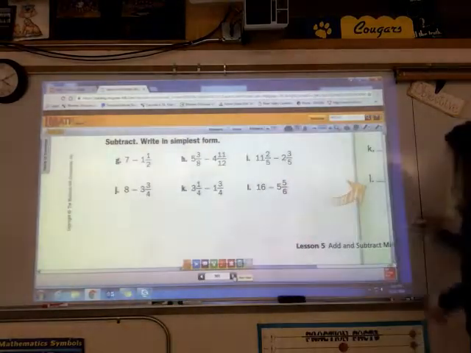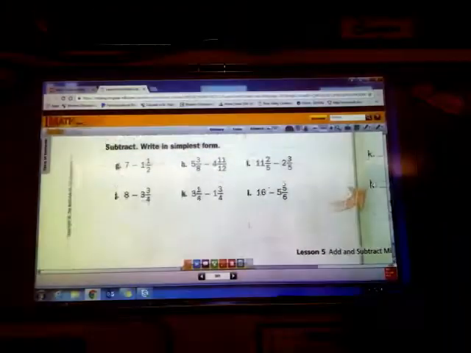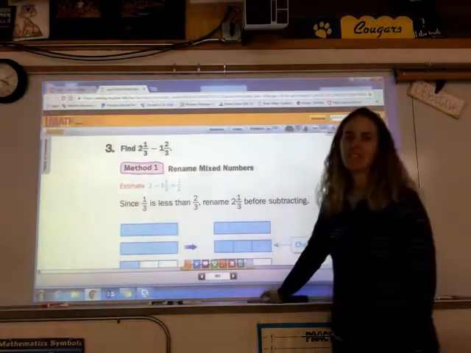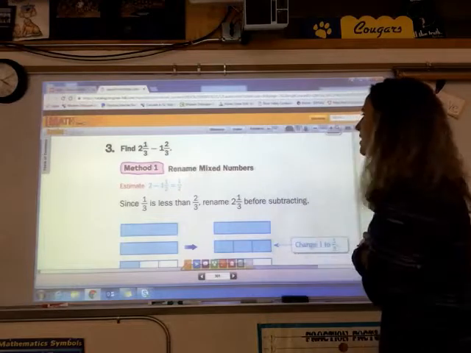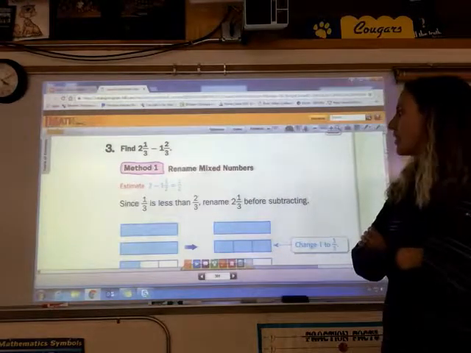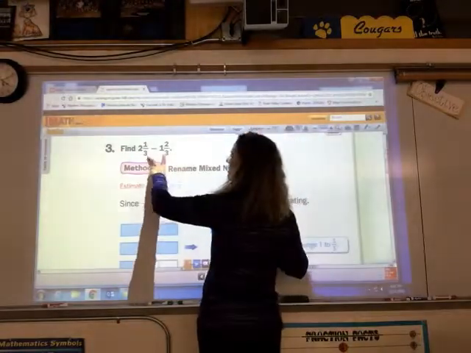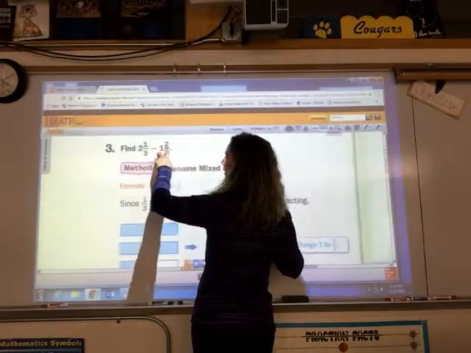All right, as we take a look at the top of 301, we're going to be continuing to work with adding and subtracting mixed numbers. Okay, so you can see here they've got 2 and 1/3 minus 1 and 2/3. Okay, both of my denominators are the same. So now I would be thinking 1 minus 2.